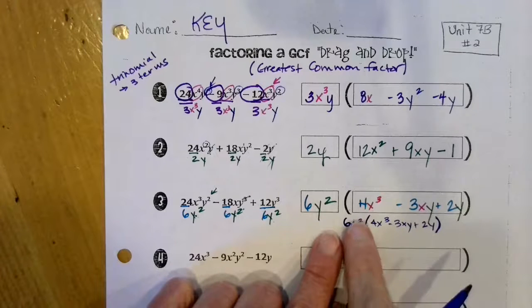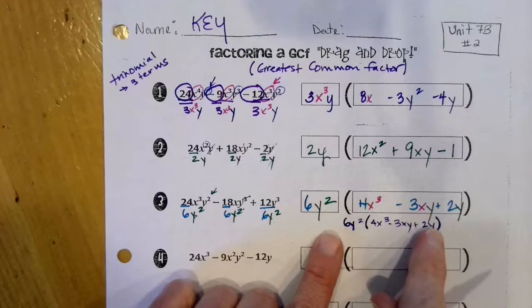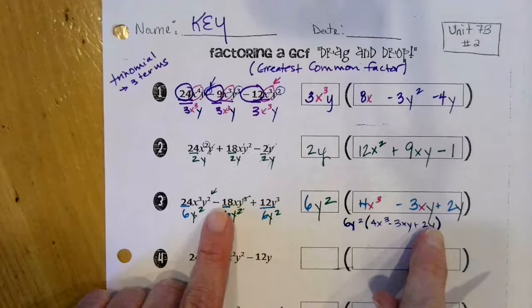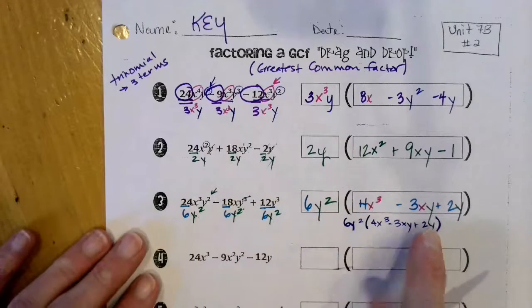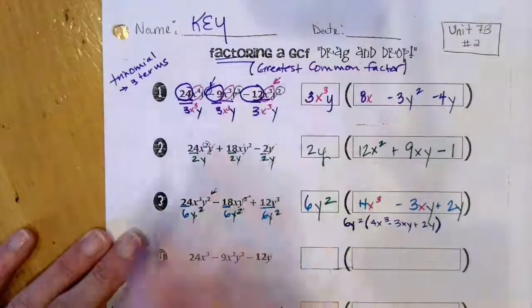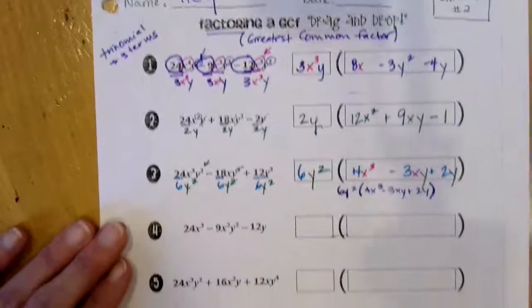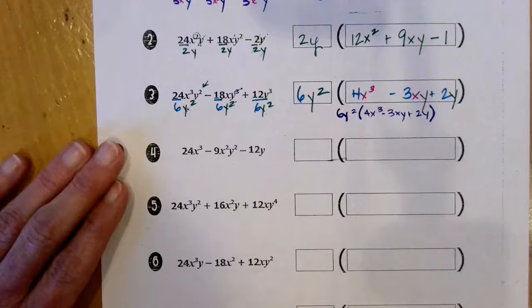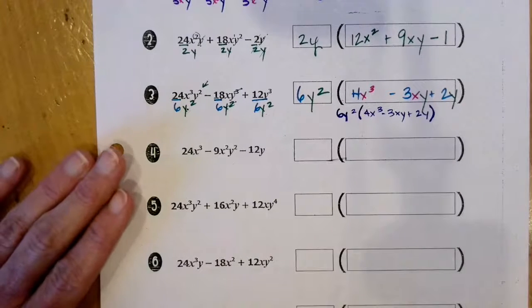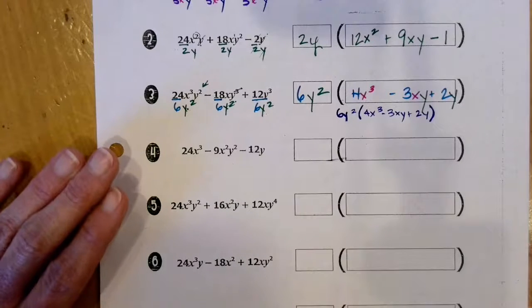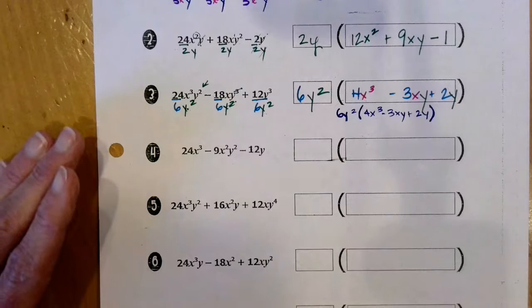If I wanted to, I could put this back in using the distributive property, and I'd get my original polynomial. But that's not what we're doing here. When we're factoring, it means we're taking something out. We're unsimplifying. And you'll see why we need to be able to do this in a little bit. All right, we'll move on with these. Go ahead and pause the video, and you work on this and come back to check your answer.